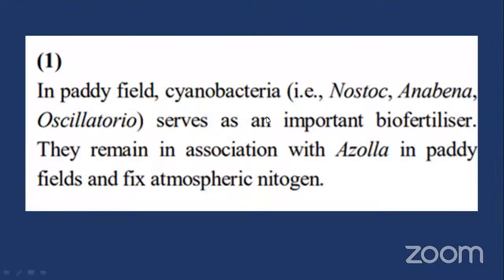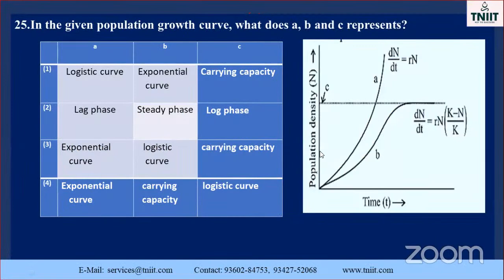See, in paddy field, cyanobacteria such as Nostoc, Anabaena, Oscillatoria serve as important biofertilizers. The one remaining associated with Azolla in the paddy field fixes atmospheric nitrogen. So this is the correct one, my dear. Okay, go to the next one. This is very, very important, my dear student.